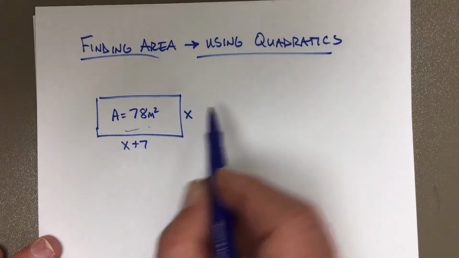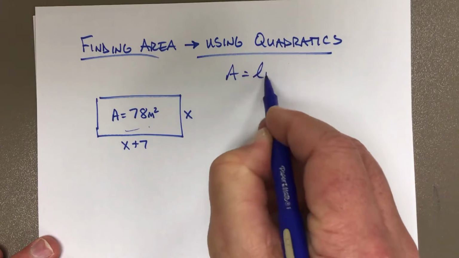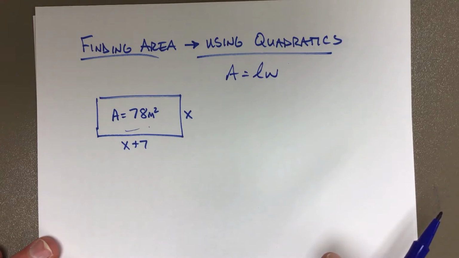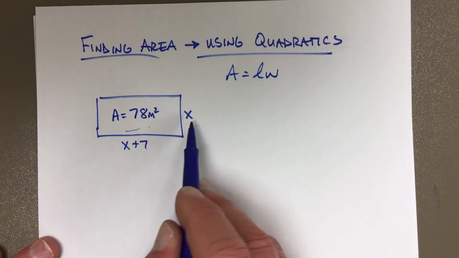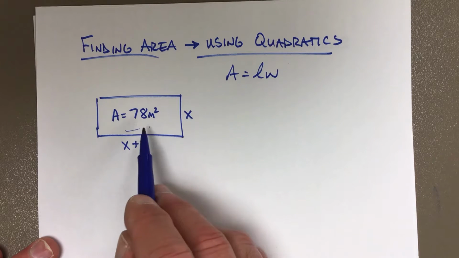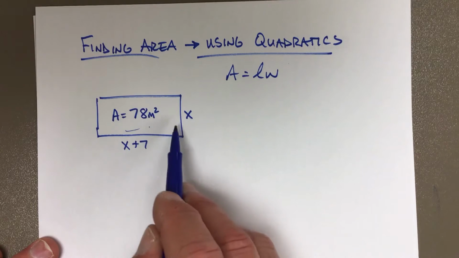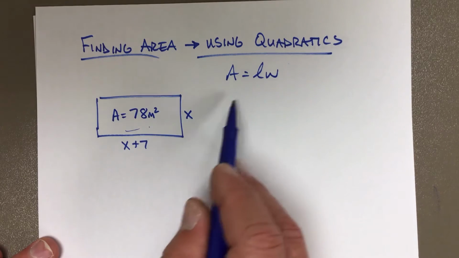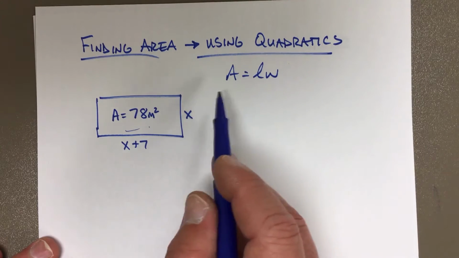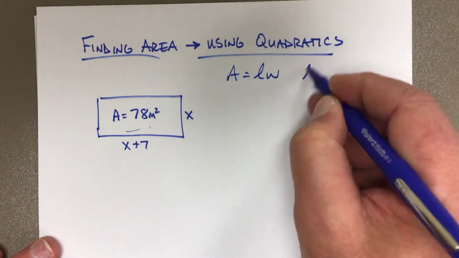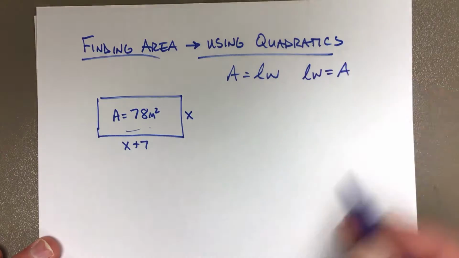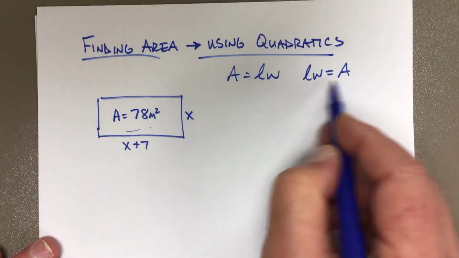Okay, so area, just remember that area is length times width, right? So we have everything that we want here. We have to go find out what x is here. So if the area is 78 and the length and the width are these two, then we just substitute this in here. Now, some of you always like the equal sign on this side. So remember that length times width is equal to area. Doesn't matter. Let's use this one over here.